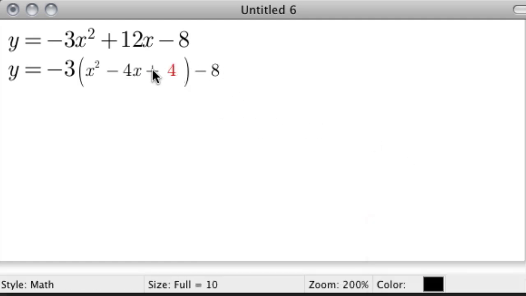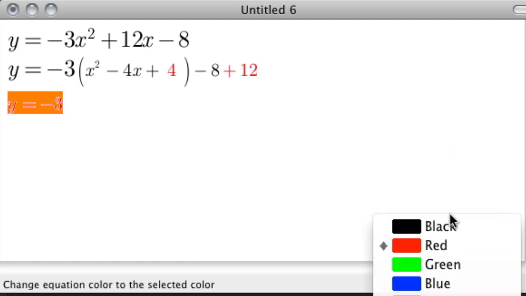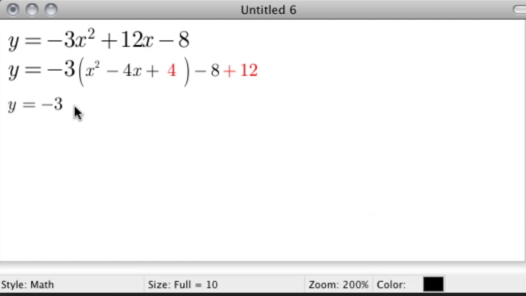I didn't really add 4 to the function, however, because 4 is inside the parentheses. It's being multiplied by negative 3. So what I really added was a negative 12. I'll offset that by adding a positive 12. Double checking, I think that this positive 12 does offset that negative 12. I'm ready to factor. Negative 3, the middle parentheses factors into x minus 2 quantity squared. And then a negative 8 and a positive 12 is a positive 4.